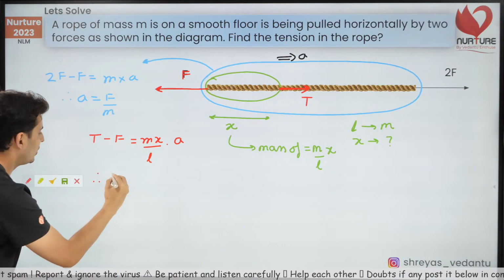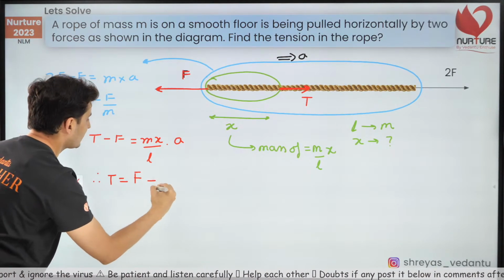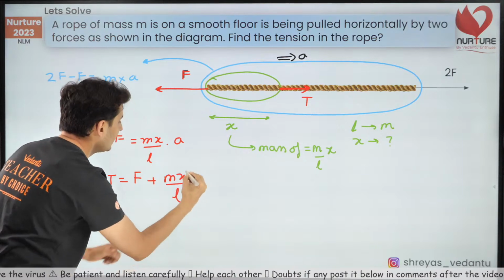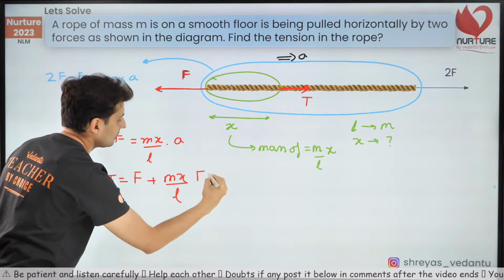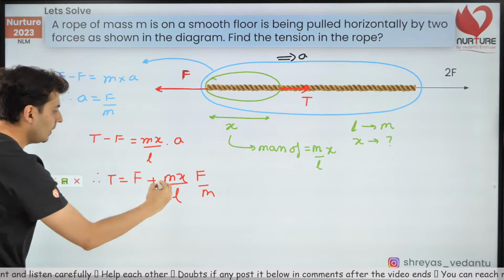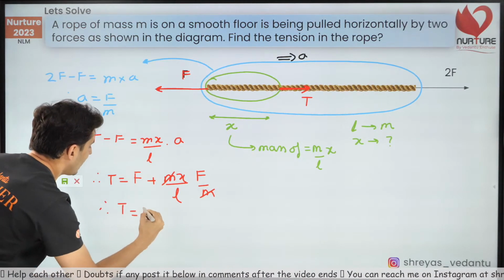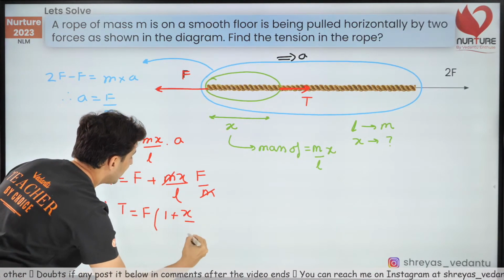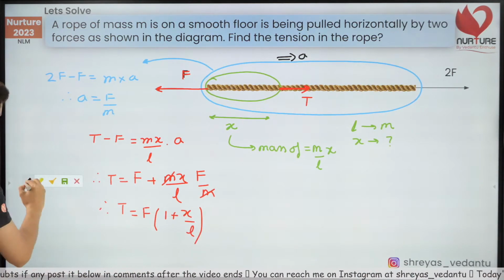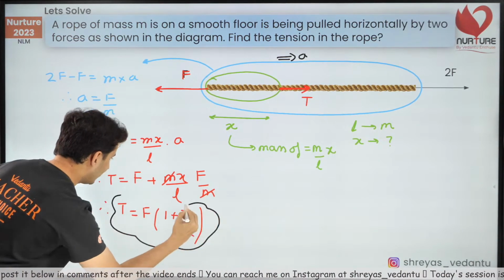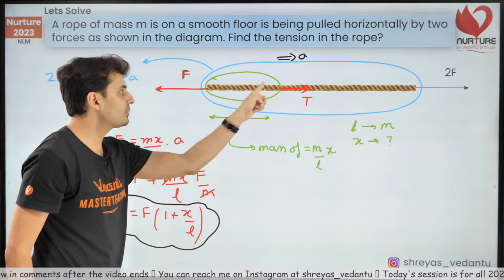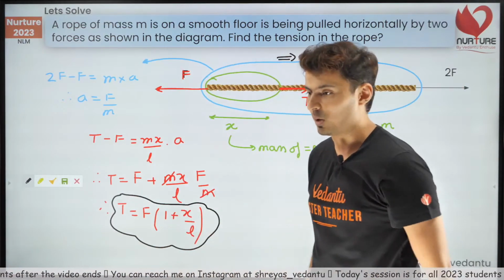Now guys, what am I going to do? T is equal to F plus mx by L into A. What is A? A is F by m. Interesting, the m cancels, and I get F common. So tension is F common into 1 plus x by L. So do you see? Tension is a function of x. It changes with x. That's the beauty of this problem.